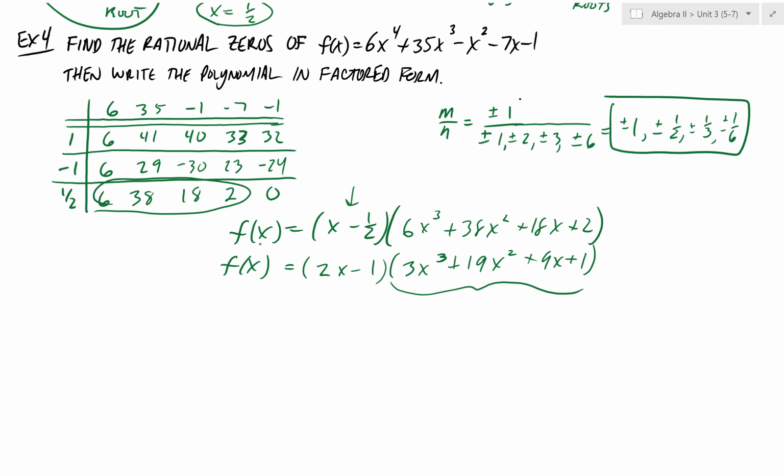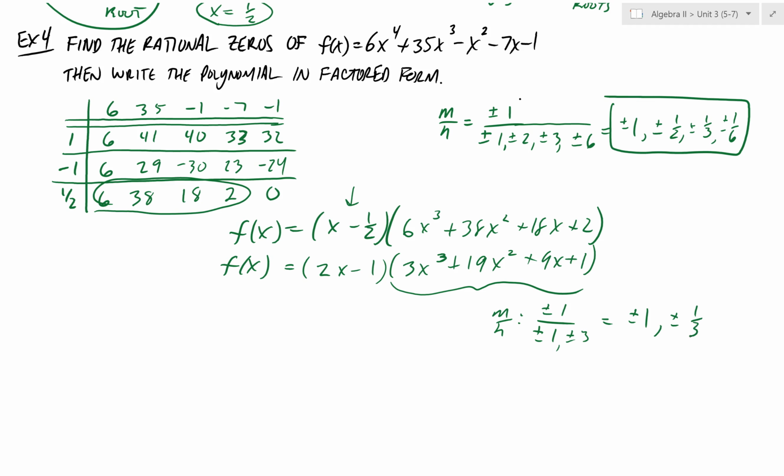And so what do we do? We do the synthetic division again. We make a new list of m over n for this new cubic polynomial. So m over n for the cubic is just going to have plus and minus 1 in the top, and in the bottom plus and minus 1 and plus and minus 3. So that's going to be plus and minus 1 and plus and minus 1/3.